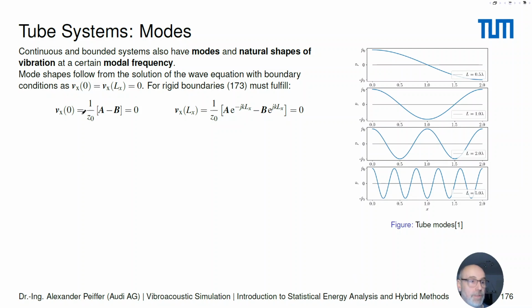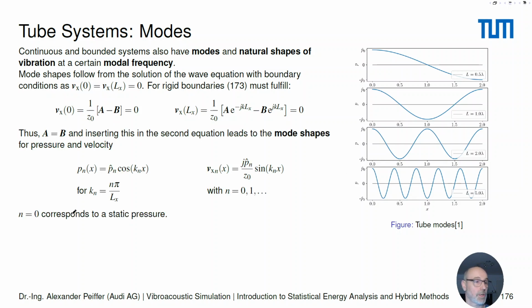If we have boundaries, here we assume that we have rigid ends, so the velocity is 0 at x equals 0 and x equal to the length of the tube. We would get this result for the velocity, and something similar would be the case here for the velocity at Lx, and from this we can identify various solutions of A and B, which would look like the thing before.